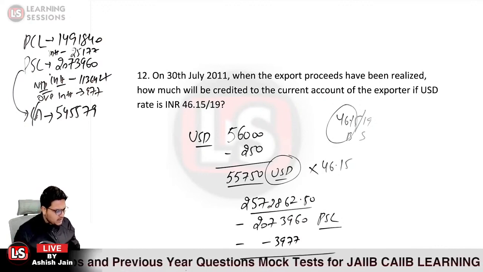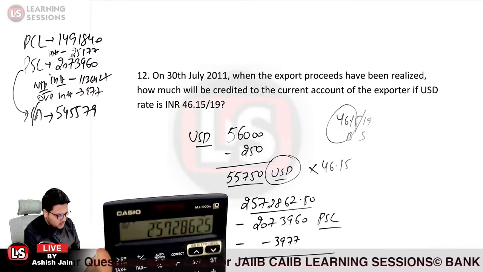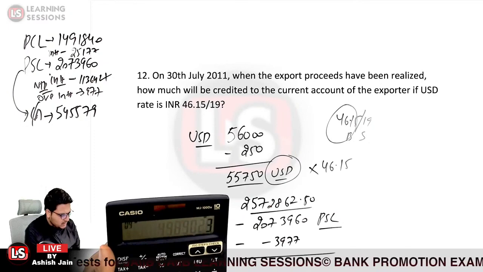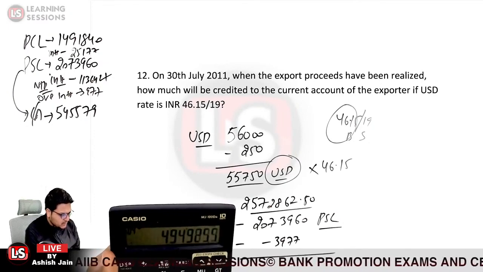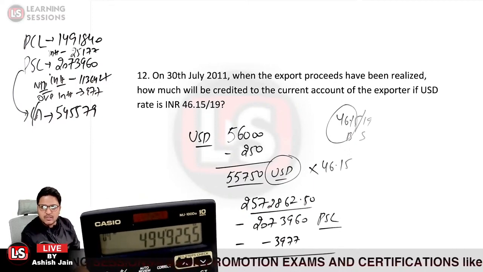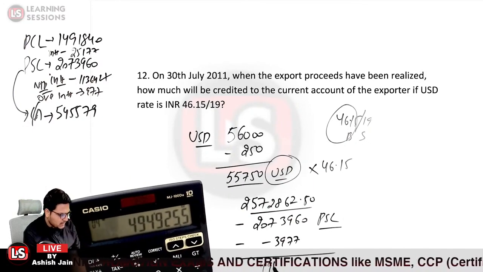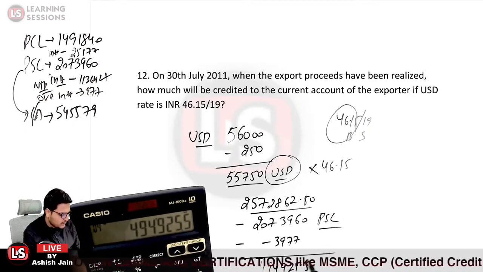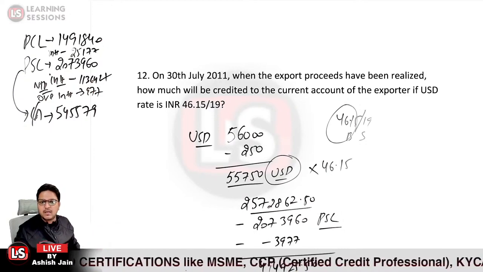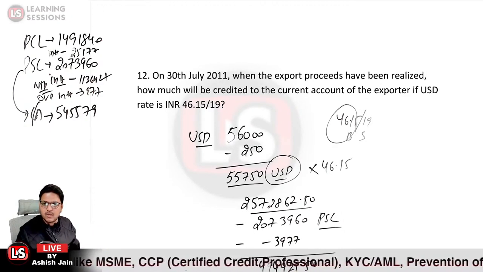Is that clear? So it will be 2572862.5 minus 2073960 minus 3977. That would be the rest of the amount which will be credited. So it is 494925.5. That will be the amount credited to the current account. That would be the amount that will be credited to the account over here.